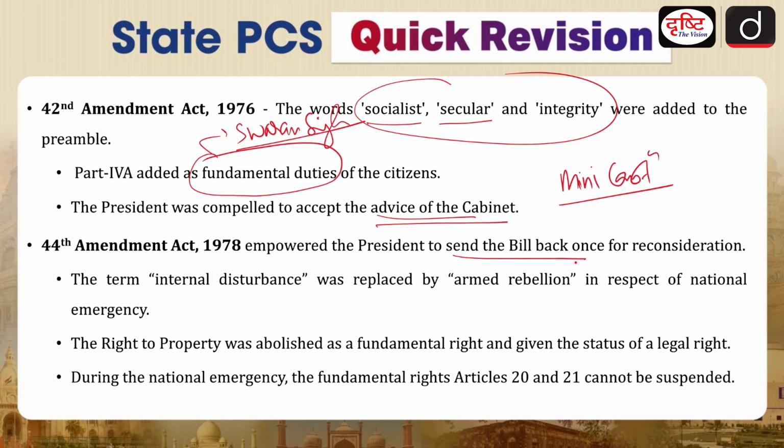Then, on the emergency provisions, the term internal disturbances was replaced by armed rebellion with respect to national emergency. Now, right to property was abolished as a fundamental right, and it was given the status of a legal right or constitutional right. So you can say right to property was excluded from the fundamental rights. During a national emergency, fundamental rights under Articles 20 and 21 cannot be suspended. So those were the provisions made under the 44th Constitution Amendment Act 1978.